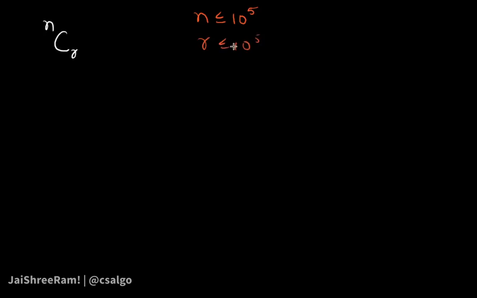Now as you can see, if n is 10 to the power 5 and even r is some small value like 10, this will not fit in long long int. So we definitely need to find this value modulo some mod. Let's suppose we need to find this value modulo 10 to the power 9 plus 7.